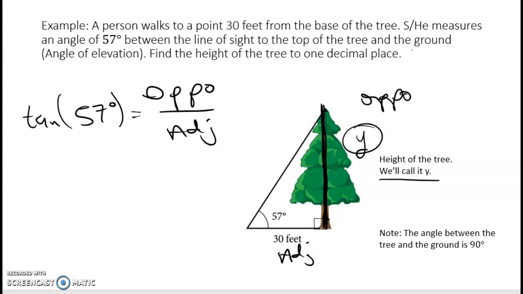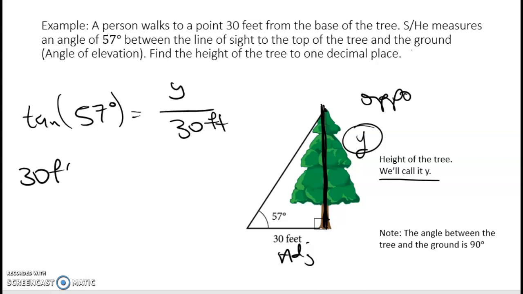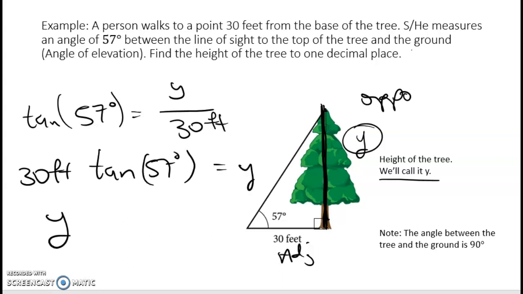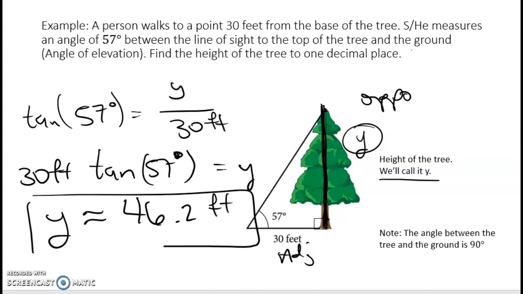Okay, so we know that opposite, we're calling that Y, and adjacent is 30 feet. So I need to multiply both sides by 30 feet. That'll give me 30 feet times tangent of 57 is equal to Y. So Y will be roughly around, and by the way, make sure you're in degrees, 46.2 feet. And that will be your final answer.